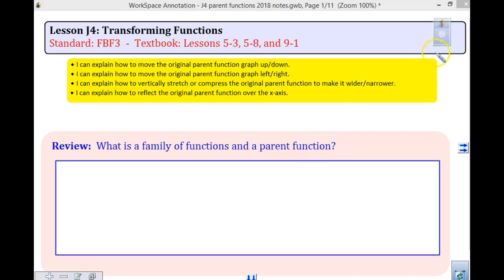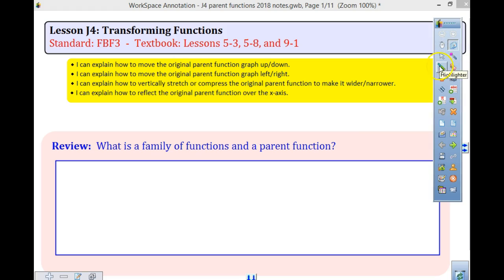The vertically stretched or compressed the original parent functions, make it wider or narrower, and I can explain how to reflect the original parent function over the x-axis. So, parent functions. We've had them for linear. What's the parent function for linear that we usually think about? Y equals just what? Just x. Absolute value, y equals absolute value of x.